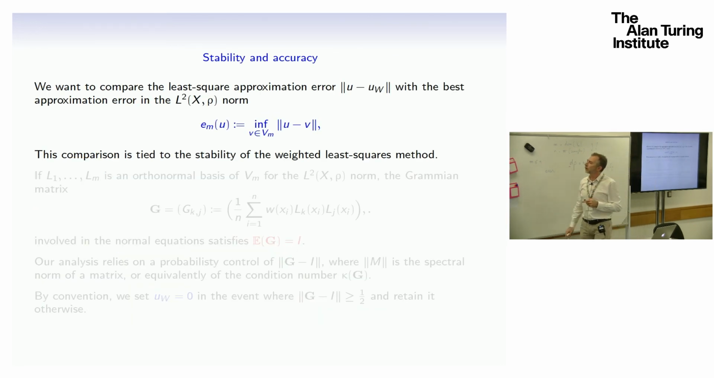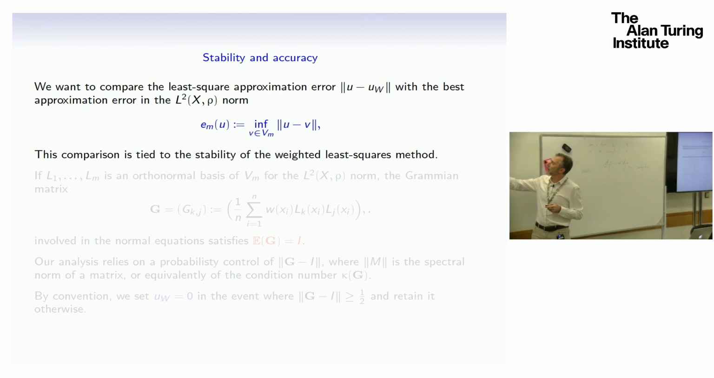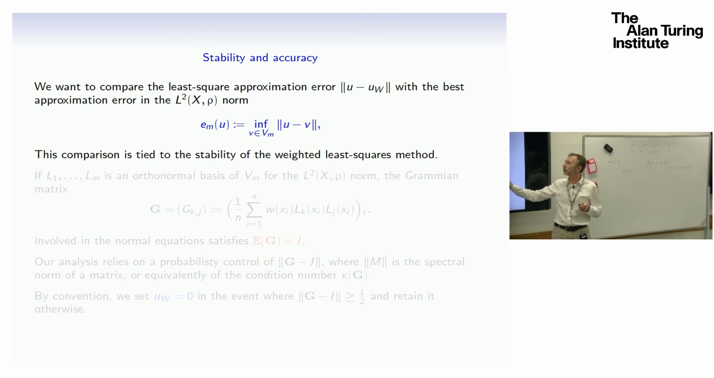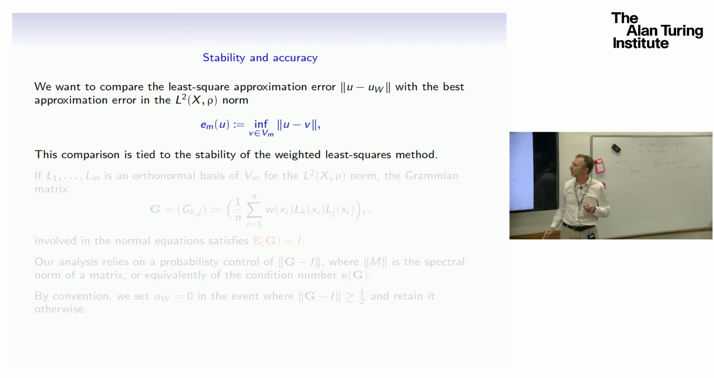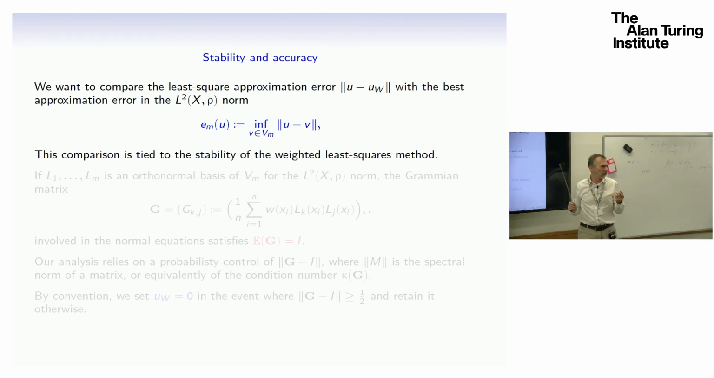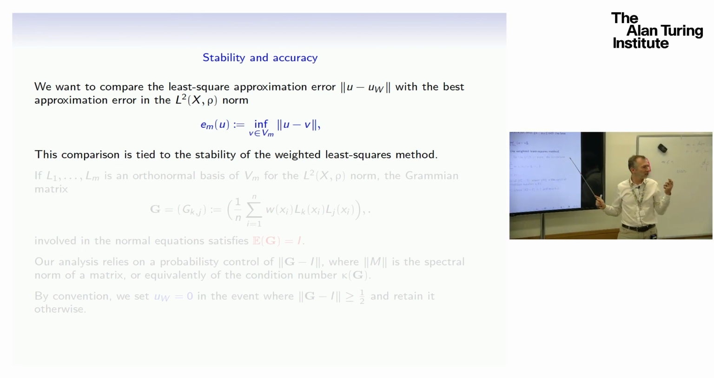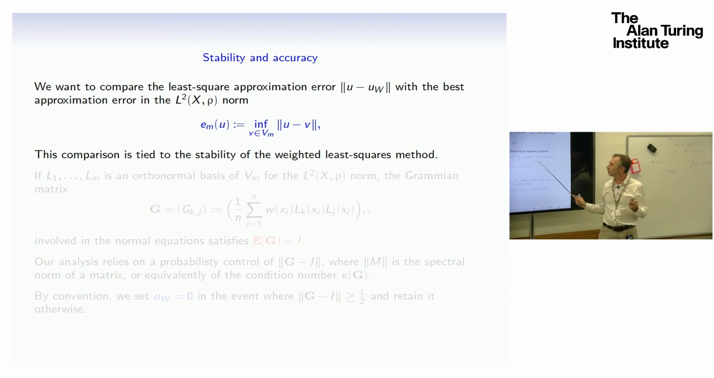Okay. So what is our goal? We would like to compare the error of the least square approximation with the best we could do, which is the best approximation in this space. And since this is a projection method, intuitively, this comparison will be favorable if this method is essentially stable.